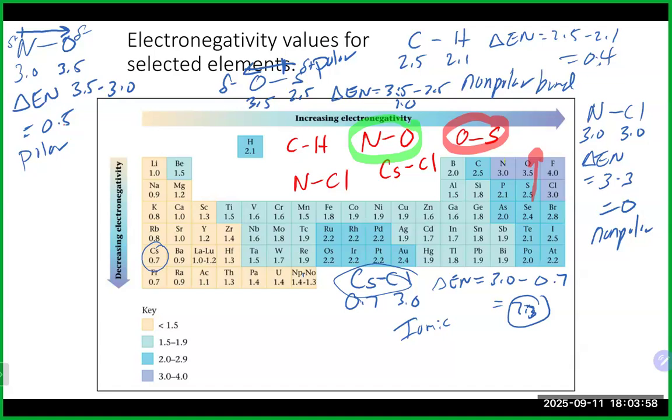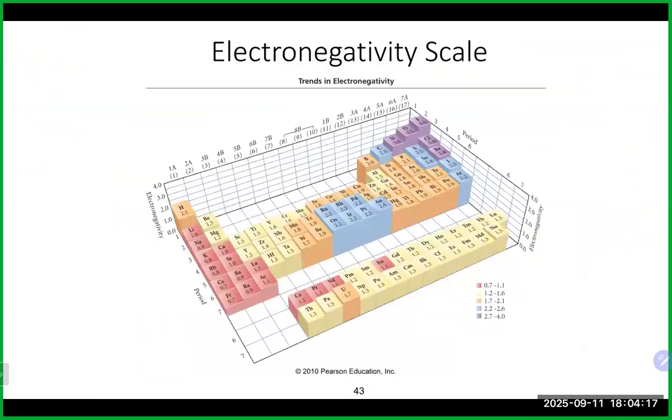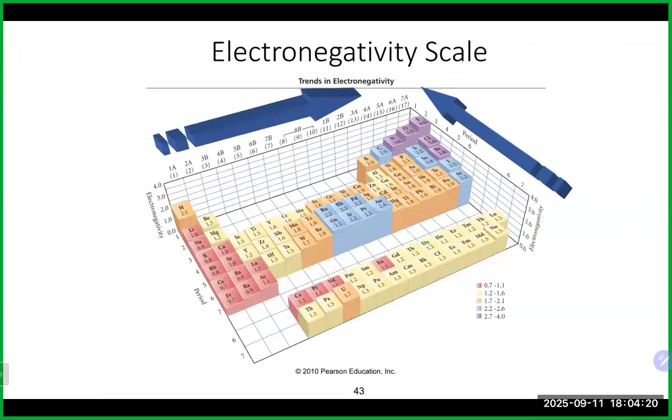So in a lot of cases, especially if you're comparing things in the same row or the same group on the periodic table in terms of electronegativity, you can pretty much guess it's going to be a polar bond if they are in the same row and in different spots, or in the same group and in different spots as well. Any questions on that there? All right.